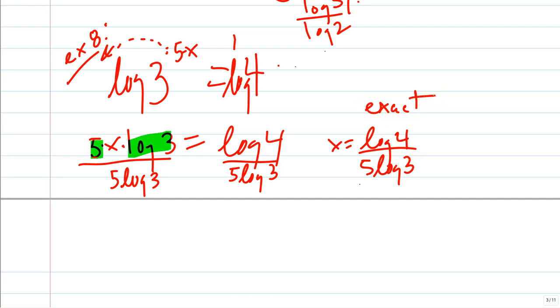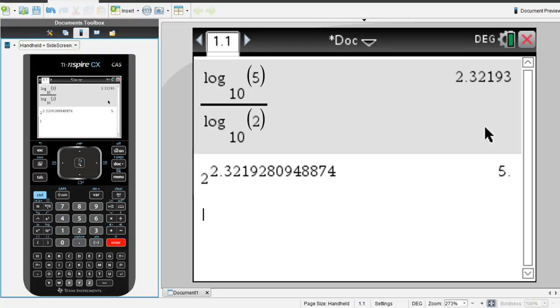And there are some in the homework, and there's going to be some on the test where you can expect me to ask you for an exact solution. And I would expect the answer to be left like this. How would I get the approximate solution? It will be a decimal. Okay. So if I want the decimal, then we're going to do log 4 divided by 5 log 3.